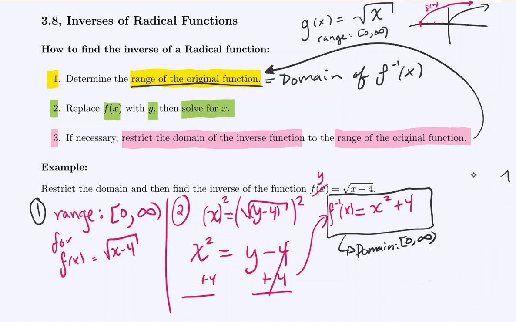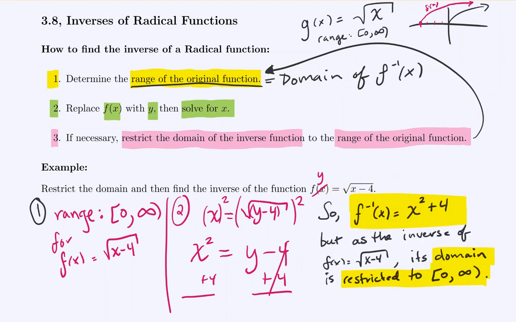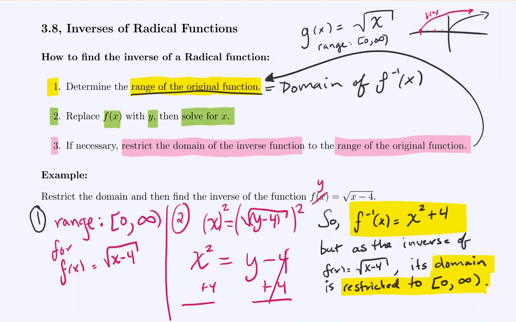We would say, okay, the inverse function is this, but on a restricted domain. Why is it restricted? Not because of the function itself, but because of which function it's the inverse of. That's the only topic from 3.8. We just need to practice using these 3 steps and recognizing when to use it for a radical function. So let's now turn to 3.7.